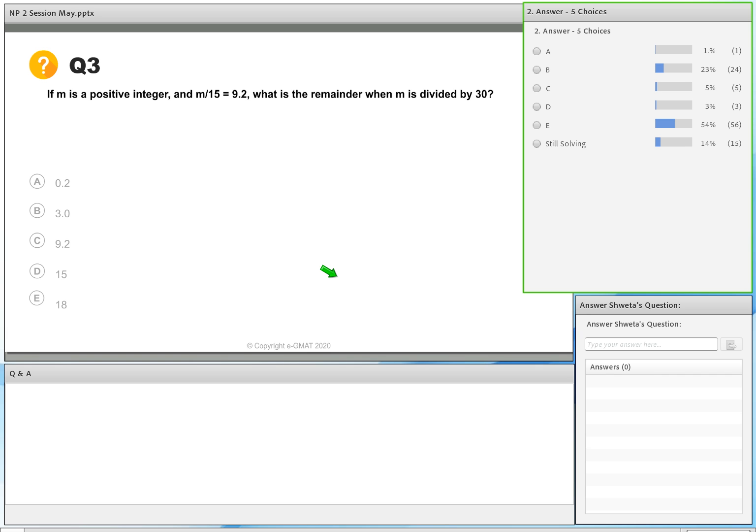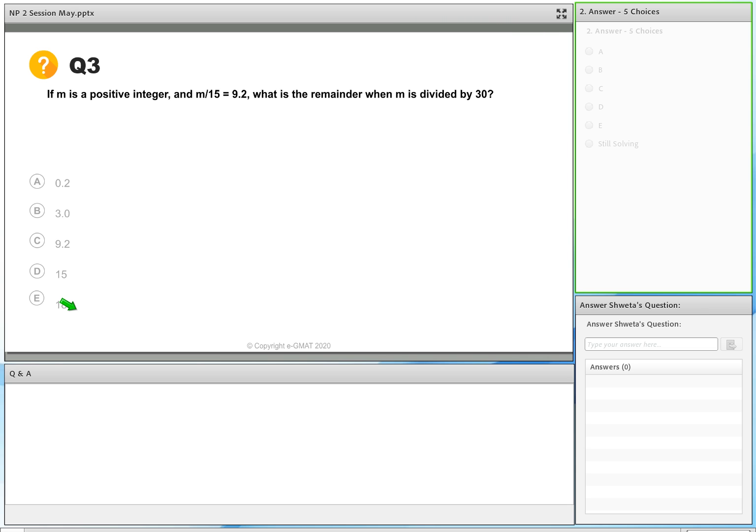So I can see the majority went with E, 54%. And then the next biggest percentage went with B, 22%. So it's between 3 and 18 then. All right, let's discuss this. The majority is correct, by the way, but 54% of you, 52% of you got this correct. Let's discuss this properly so the remaining 48% gets clear. So it's really actually between B and E.